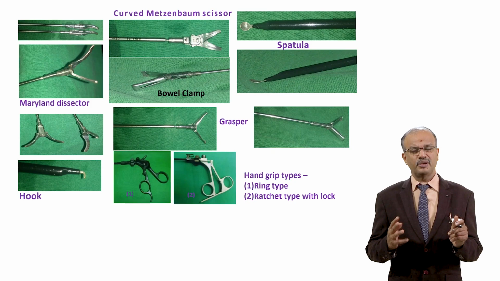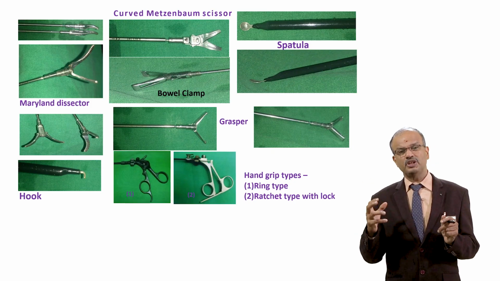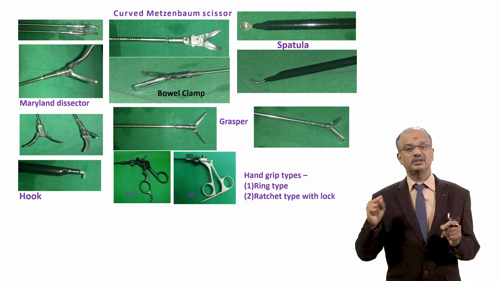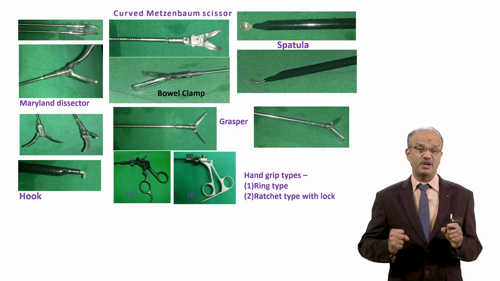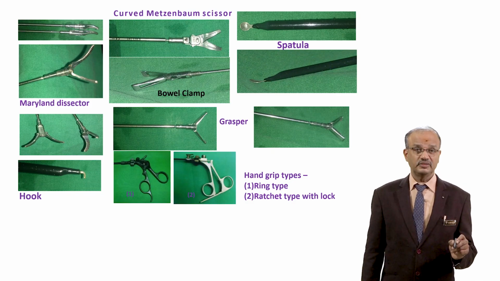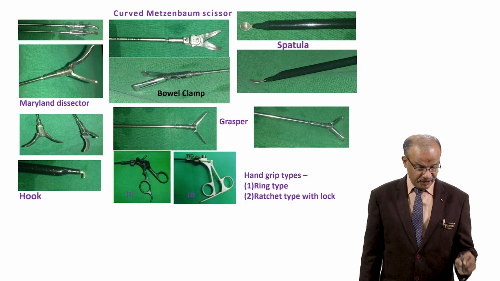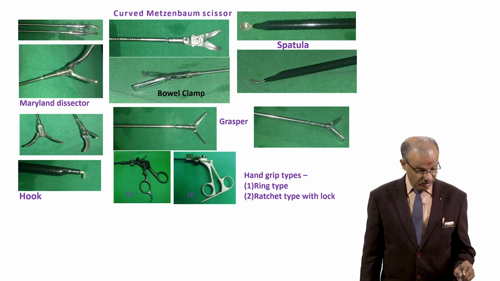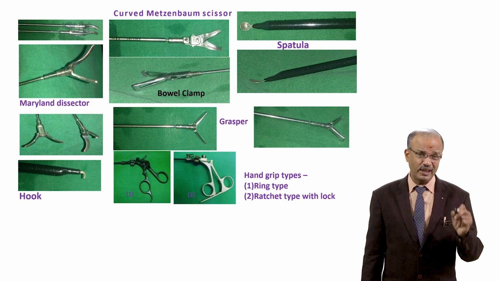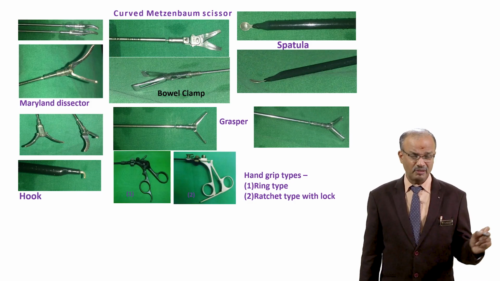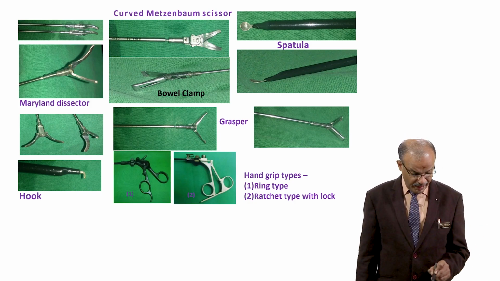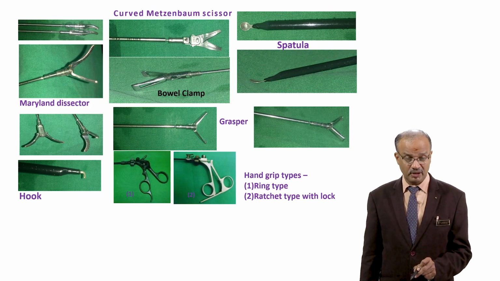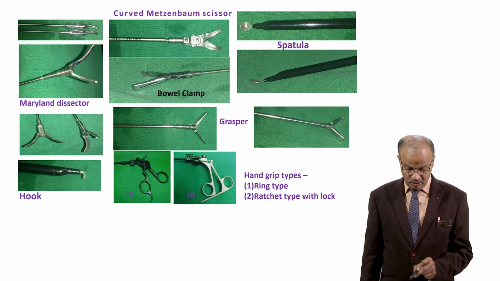And when you want to remove the specimen, then you need a 10 mm one, or robotic instruments are there. Very stout, strong instruments are there. You can see the Maryland dissector, the bowel clamp, spatula, different types. Again, the hook for the gallbladder or dissection, opening the peritoneum, it is used. See that the handle is without lock, with lock, graspers, toothed and non-toothed.